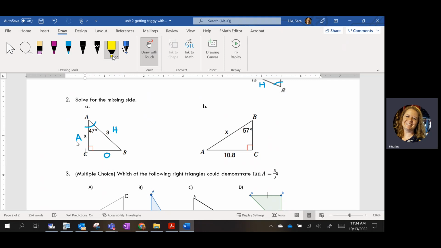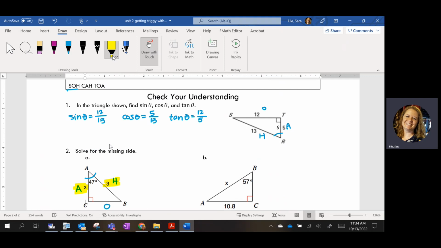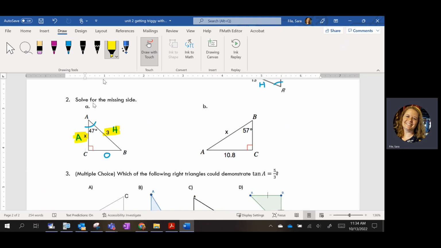Well, obviously I have to use the missing one. That's what I'm trying to solve for. So I have to use A. And then the only other one that I know is H. They didn't give me the opposite side, so I can't use it. I can't have 2 missing pieces. I can only have 1. So I'm going to use A and H. So looking back at SOHCAHTOA, A and H, that's cosine. That's C. So I'm going to have to use cosine to solve this problem.